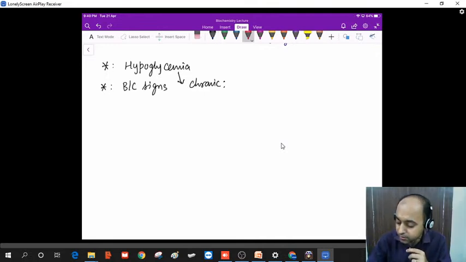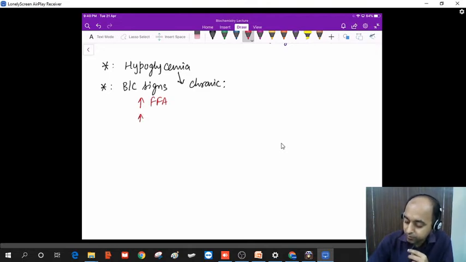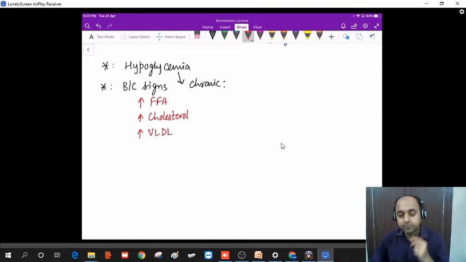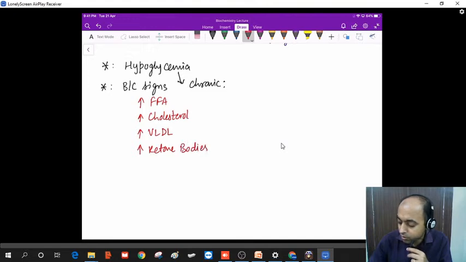What are those signs? Elevated free fatty acid, elevated cholesterol, elevated VLDL, elevated ketone bodies. All these will indicate that the hypoglycemia is chronic in nature.